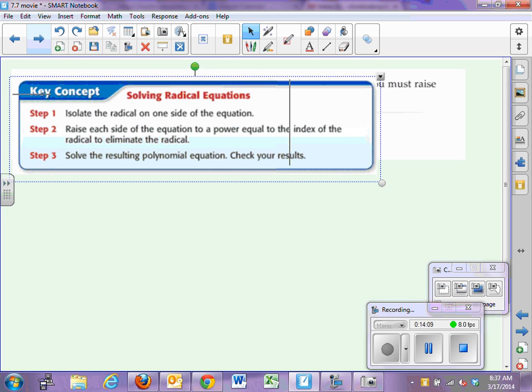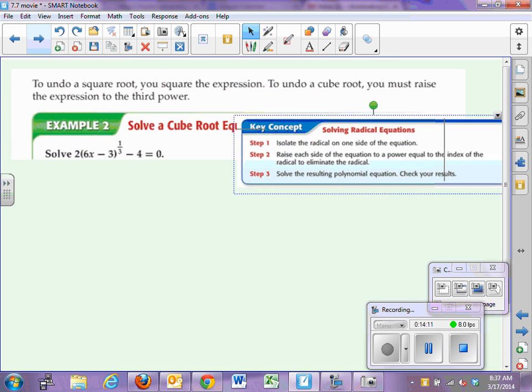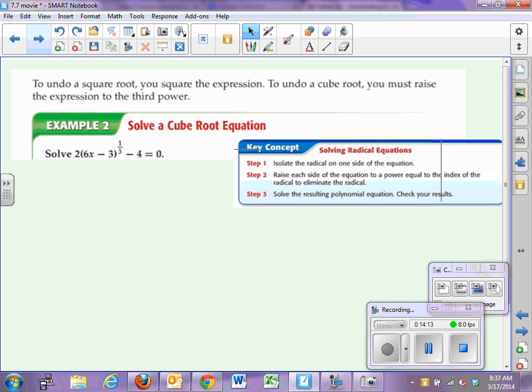Okay, so let's do this one. Same thing, except now we have a cube root. Remember, raised to the 1/3 power means the cube root. So I'm going to start by writing this problem over. I'm going to kind of go slowly so you can write the original. And then I'm going to rewrite it as 2 times the cube root of 6x minus 3 minus 4 equals 0.